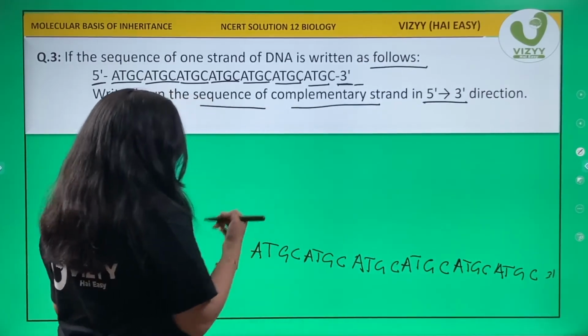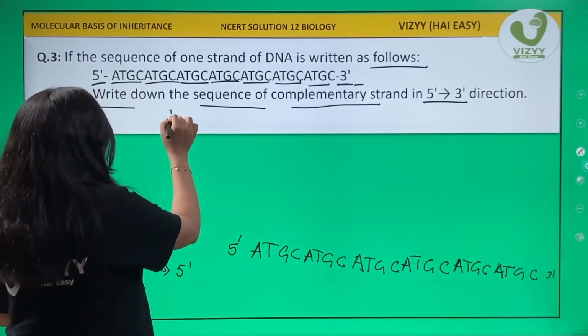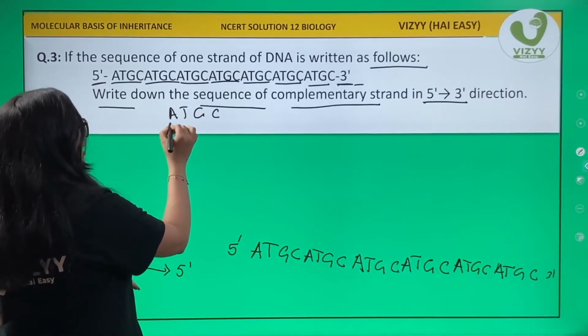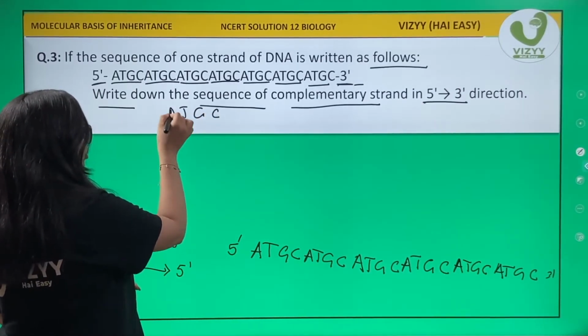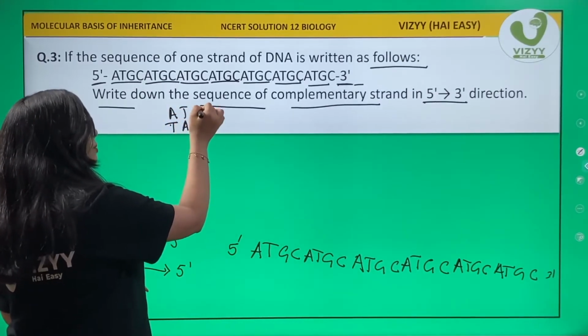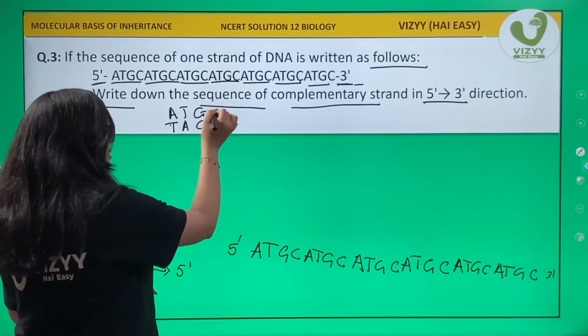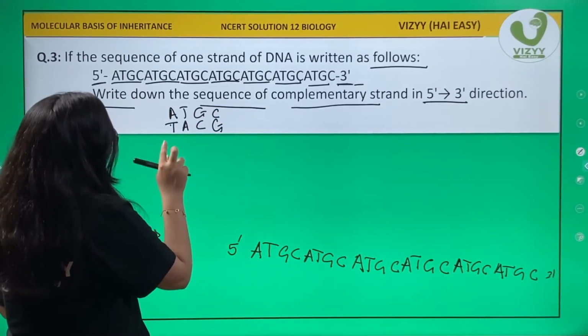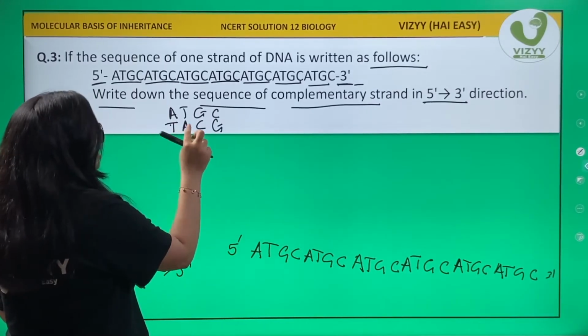Now, let's start writing complementary. So wherever there is an A, T, G and C, for A it will become T. Complementary to A is T, complementary to T is A, complementary to G is C and C is G. So our repeating unit over here will be T, A, C, G.